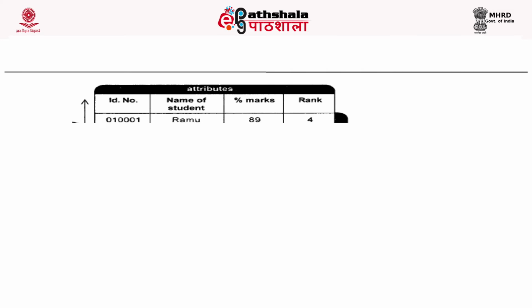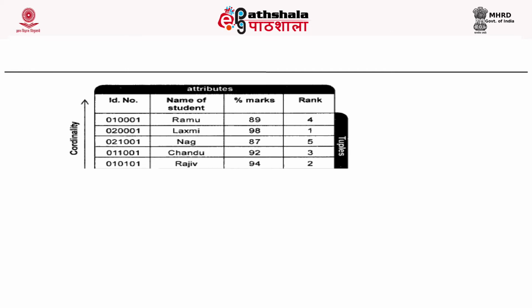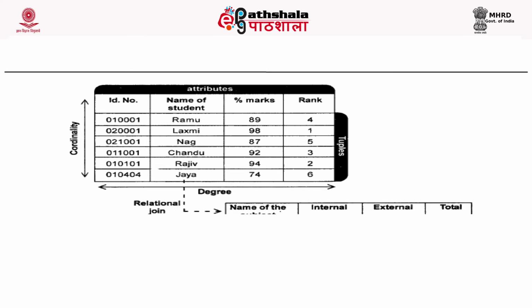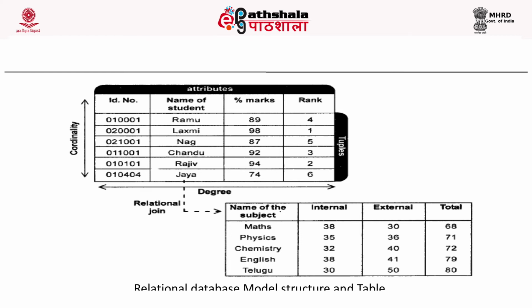So, if you see in this figure, here certain attributes are given where you have ID number, name of student, percentage of marks and rank. So, if we are joining it relationally to the second table where you have name of subject, internal marks, external marks and total marks. As you can see, the name of the student is common in both the tables, which can be used for joining these two together. So, here we have a common key, that is a common column of name of student, which can be used for joining the two tables.